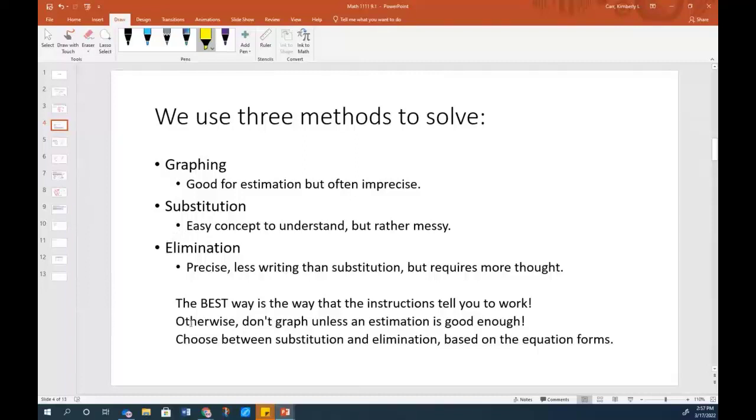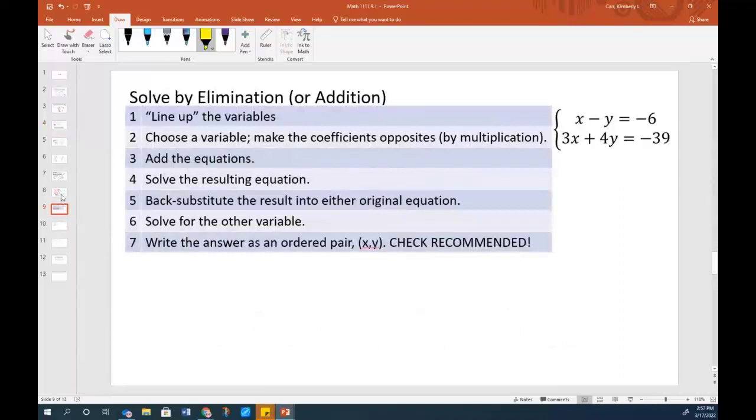And elimination is definitely my favorite because it's less writing. You just have to think a little bit more at the beginning. So what we're going to do is line up the variables. Those are lined up very well. And then before I get going, I work these from left to right instead of top to bottom. It's just a different way of organizing it. So I'm going to copy that over. So I have x minus y equals -6, and then 3x plus 4y equals negative 39.